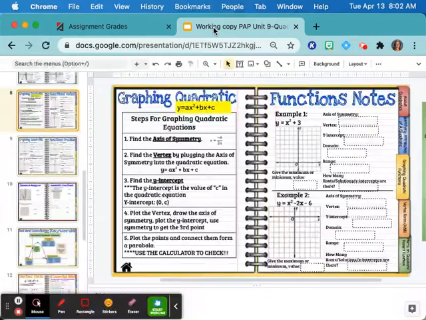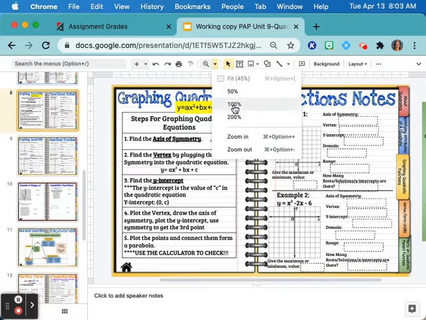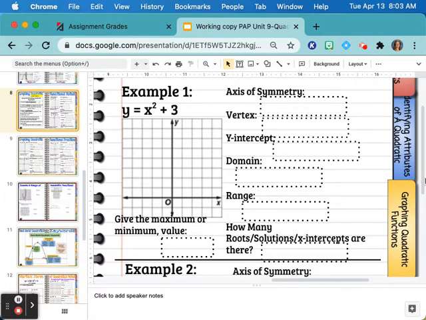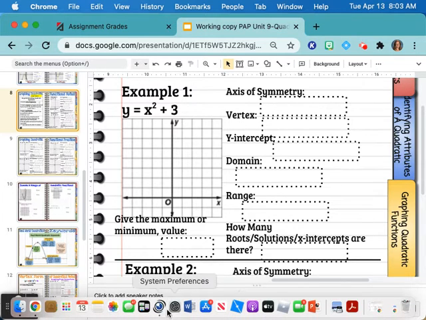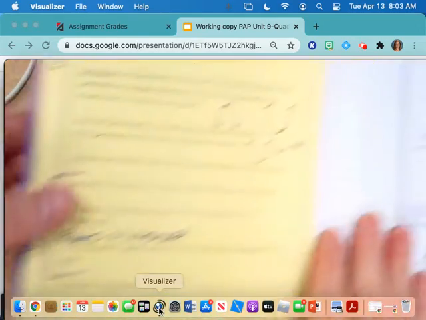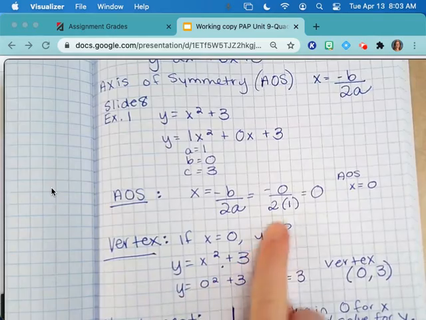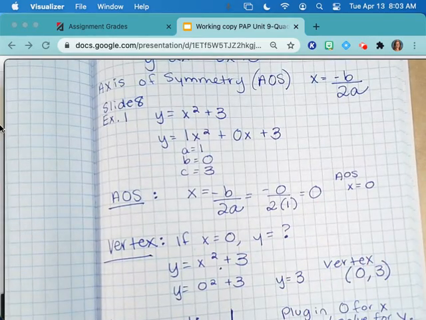So let's look back at our slide. We were working on this example in the last class, so I'm going to zoom in on that example. We had written some things down in our journal. We're also going to look at our calculator too. So our axis of symmetry, we had found the axis of symmetry using that formula, negative b over 2a. So if we look back over at our notes, it came out as x equals 0.